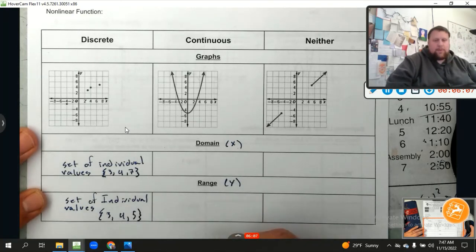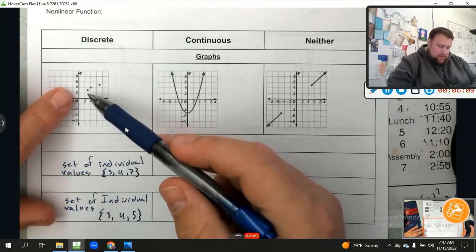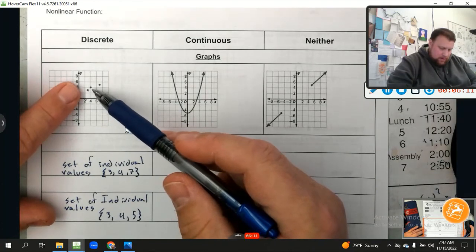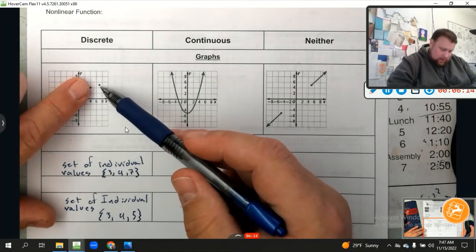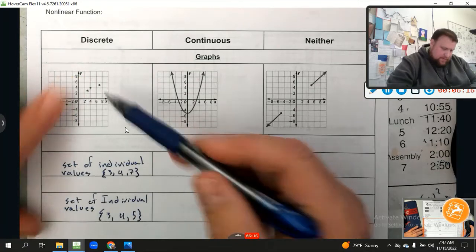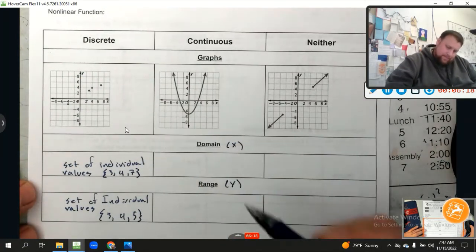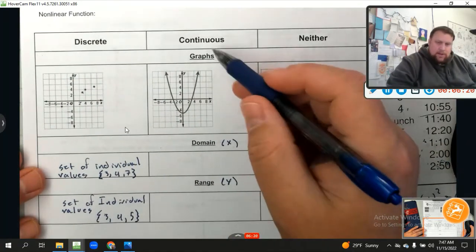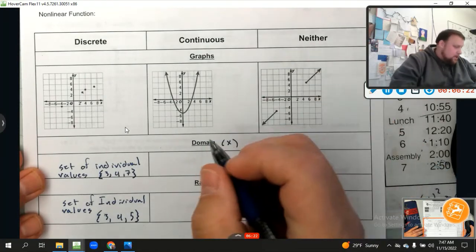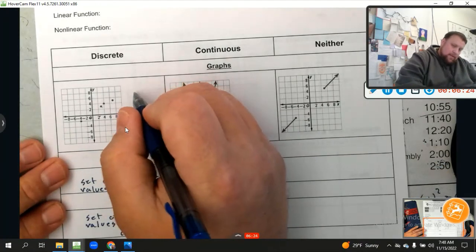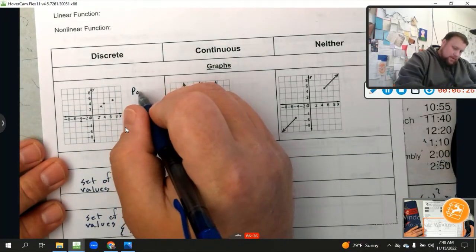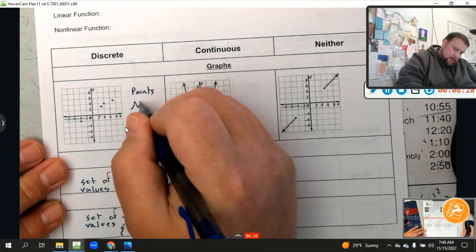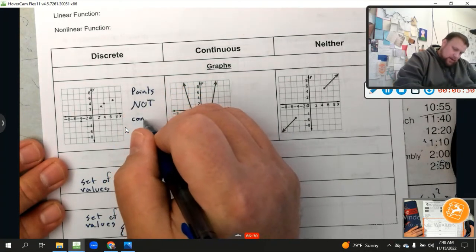Now that doesn't mean we can't write them as an ordered pair. Like this would be 3, 3. This would be 4, 4. This would be 5, 7. Or I'm sorry, 7, 5. Okay? Now let's look at a continuous graph. A continuous graph, oh, and I forgot to say, points are not connected. So points not connected. Notice we didn't connect the points.